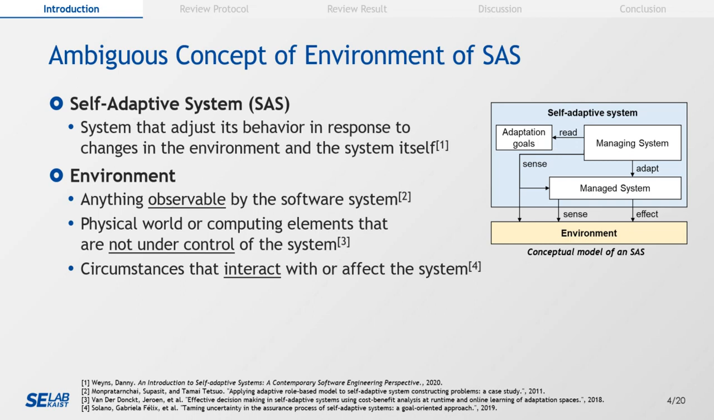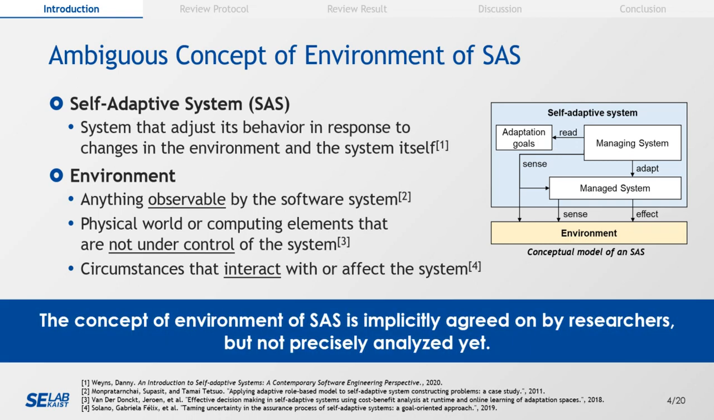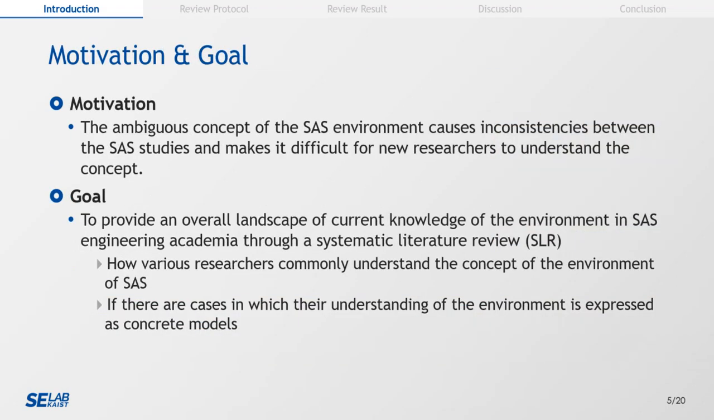Many researchers are sharing the concepts of environment of self-adaptive systems. They define the environment based on their research goal. Environment is defined by different researchers as anything observable by the system, physical world or computing elements that are not under control of the system, or circumstances that interact with or affect the system. Although the different definitions give common understanding of the environment, the concept is still implicit and ambiguous. It prevents new researchers in this academia from having concrete knowledge about the environment of SAS.